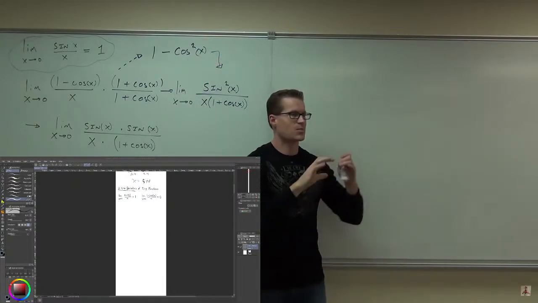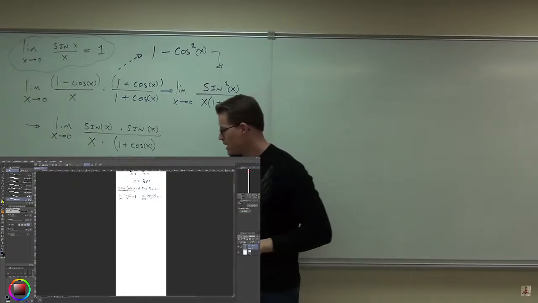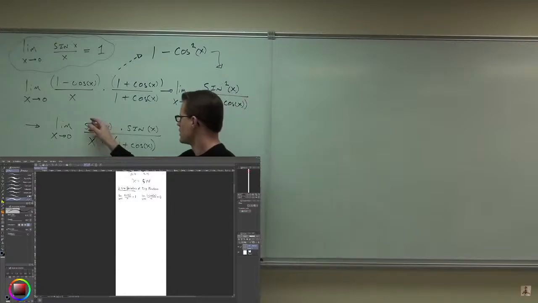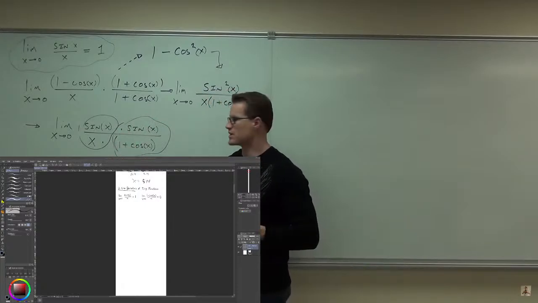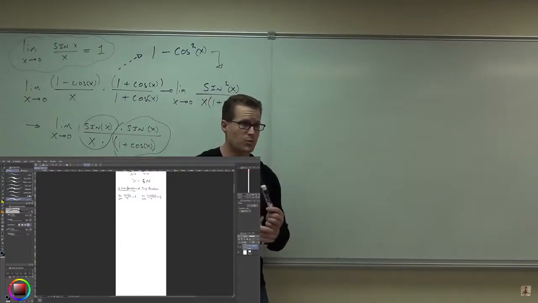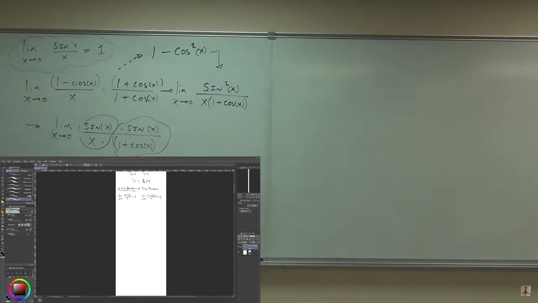Here's the idea. Because we can separate limits by multiplication, check out what we can do. I can group together, because it's just fractions, this thing and this thing. Do you see it? Does that thing look familiar? Yeah. So if we group it, then this is going to be the limit as x approaches 0 of sine x over x times the limit as x approaches 0 of sine x over 1 plus cosine x.